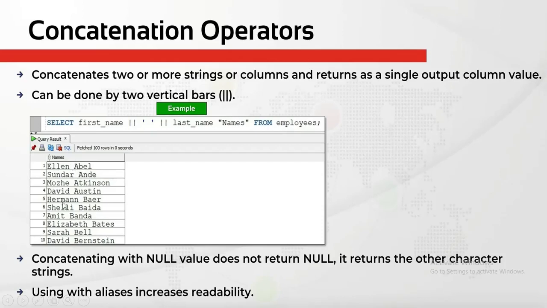So if the first name and last name are separated, and you want to show the output by combining the first name and last name, you can use the double pipeline, and that is called concatenation. Concatenating with a null value does not return null, it returns the other character strings. This is a very important point, remember this. Using aliases increases readability.